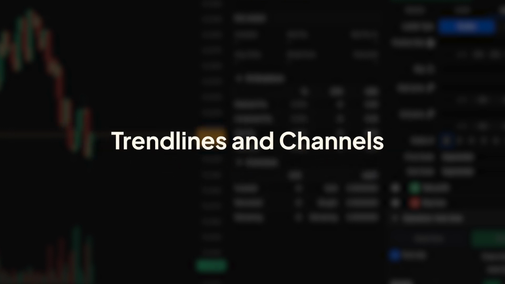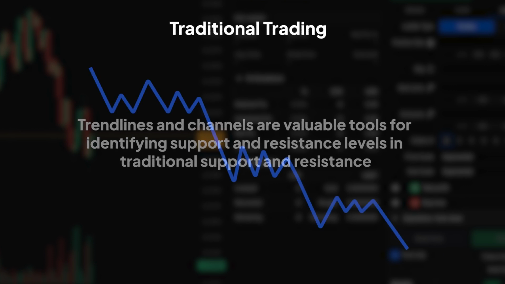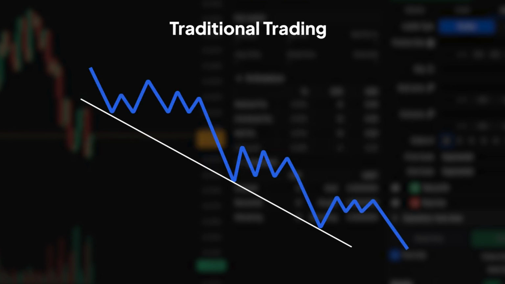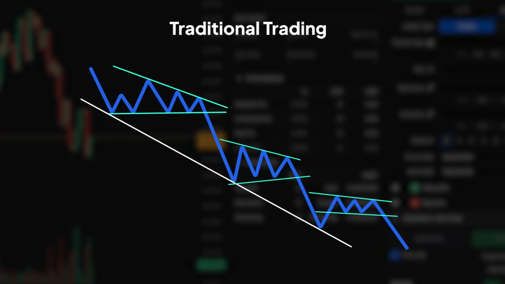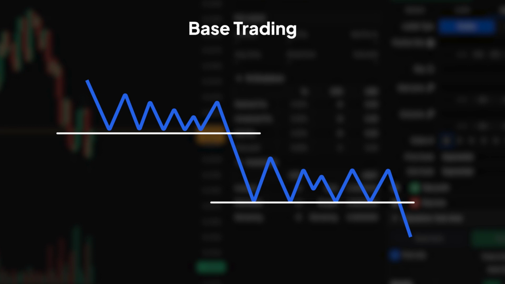Trend lines and channels. Trend lines and channels are valuable tools for identifying support and resistance levels in traditional support and resistance. Trend lines are drawn by connecting swing lows for support levels and swing highs for resistance levels. On the other hand, channels are formed by drawing parallel lines along the highs and lows of price movements, providing a visual representation of potential support and resistance zones. In base trading, instead of trend lines and channels, we use a parallel line or a horizontal trend line as our support. We draw this at the bottom of a pivotal movement in the candlestick data.